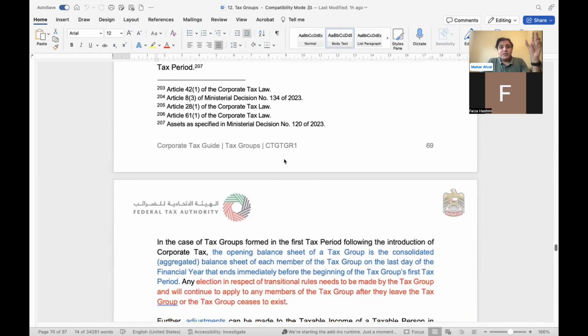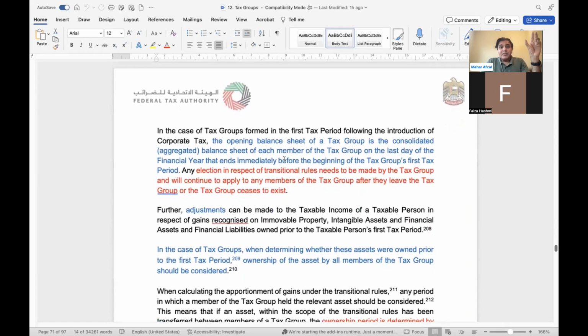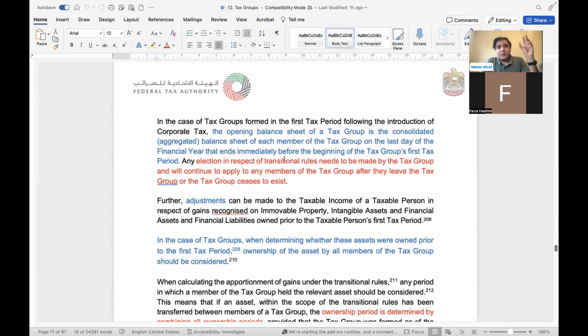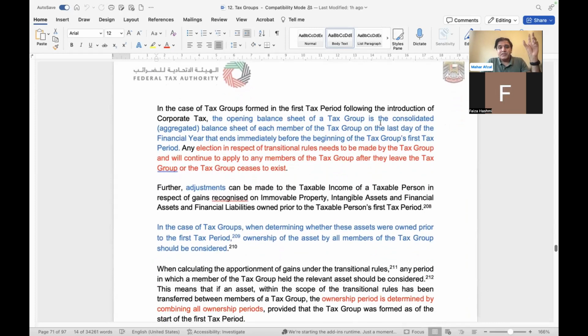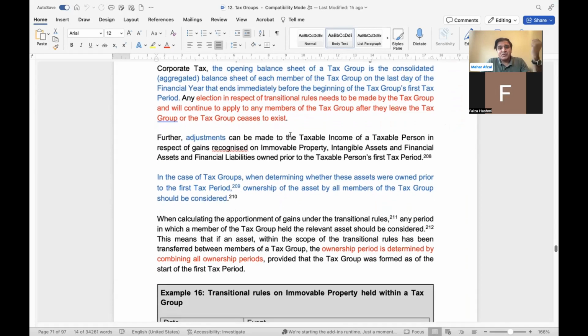Whatever approach they are adopting, the election in the transition needs to be taken at the group level in its entirety. The opening balance of the tax group is the consolidated balance sheet of each member of the tax group on the last day of the financial year immediately preceding the, okay, we have already discussed. The election in respect of transitional rules needs to be made by the tax group and will continue to apply to the members of the tax group even after they leave the tax group or the tax group ceases to exist.